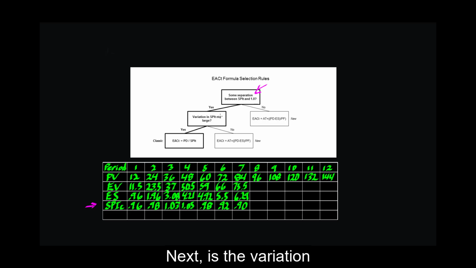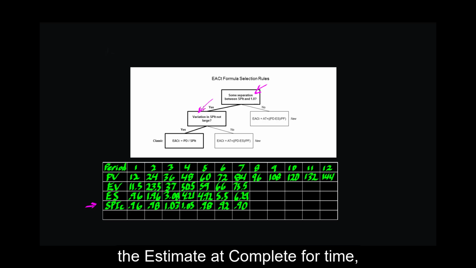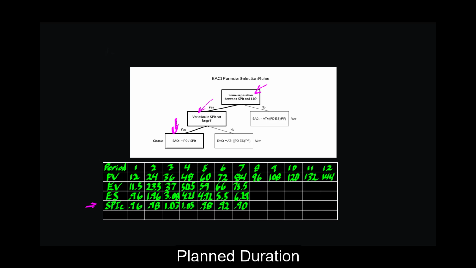Next, is the variation in the SPIT not large? Again, the answer appears to be yes. So, we choose the classic formula for the estimate at complete for time, and that is the plan duration divided by the Schedule Performance Index for time.